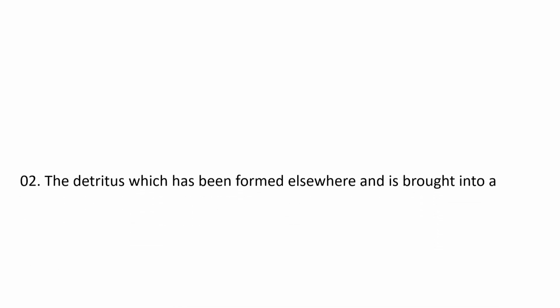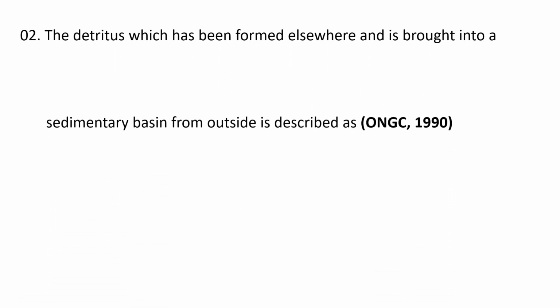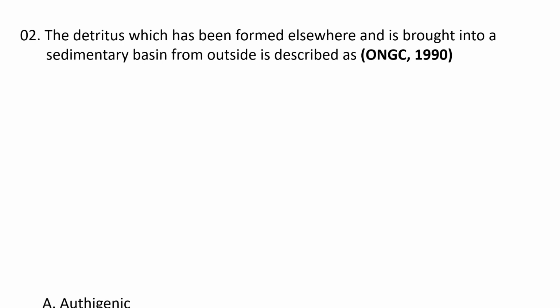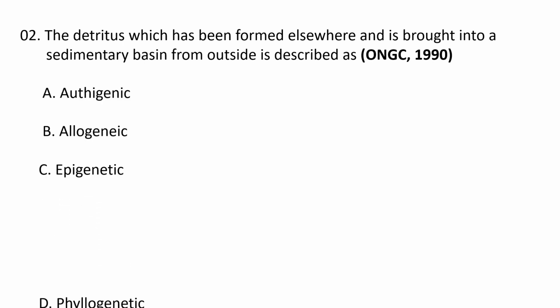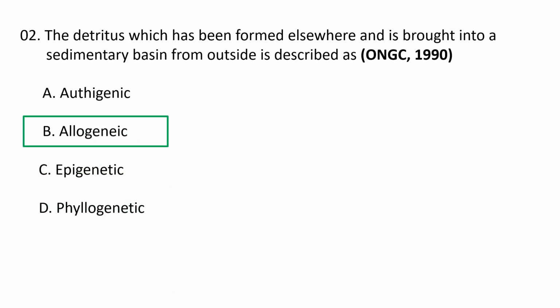Next question. The detritus which has been formed elsewhere and is brought into a sedimentary basin from outside is described as A. Authigenic, B. Allogenic, C. Epigenetic, D. Phylogenetic. So the correct answer is B. Allogenic. Allogenic materials are formed elsewhere and transported into the area of deposition. So B. Allogenic is the correct answer.